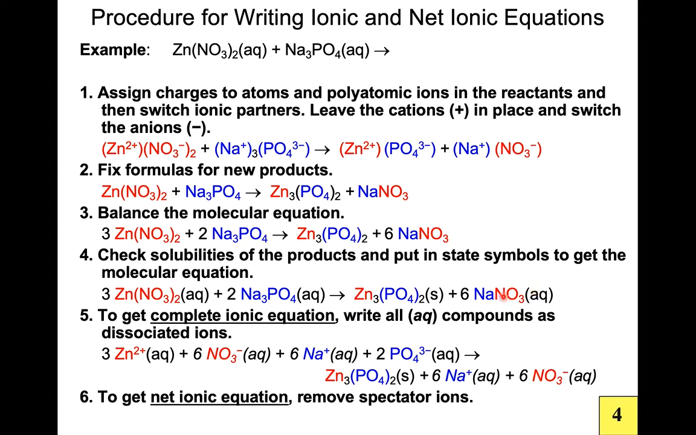Now this is all aqueous, so 6 sodiums aqueous, 6 nitrates aqueous. It should be pretty obvious what will cancel and what won't here. So 6 nitrates as a reactant, 6 nitrates as products, cancels and cancels, 6 sodiums as reactant, 6 sodiums as products, and so what's left is the 3 zincs get together with the 2 phosphates to make solid zinc phosphate.